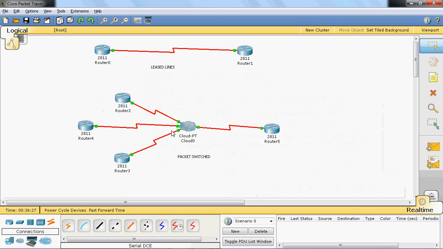here we can use multi-point. Multi-point means we can use only one IP address, that means 10.10.10.0/24, so here we can give 10.10.10.1, 10.10.10.2, 10.10.10.3 and 10.10.10.4. So here we can have these split horizon issues.